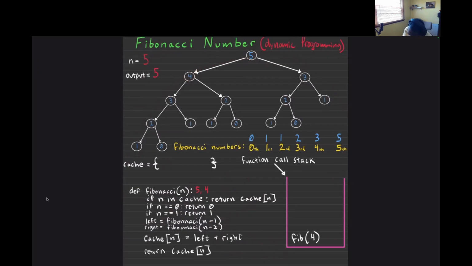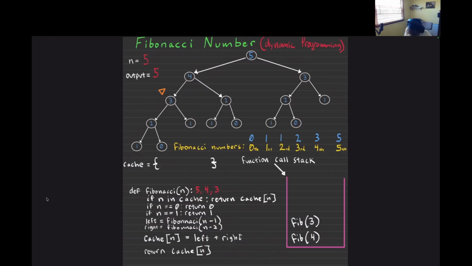Let me label that as well. So we were here at the initial call, now we're here. If it's in the cache, well, 4 is not in the cache, this cache is empty, so we don't hit this case. We know n is not equal to 0, n is not equal to 1. So we're back with the recursive call with n minus 1. We put that onto the function call stack because we're using recursion. And now we're at fib of 3, back inside the recursive call.